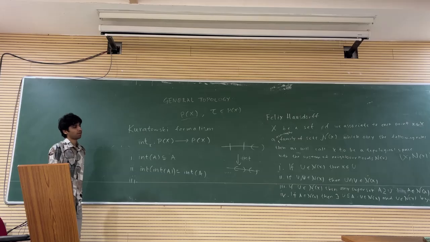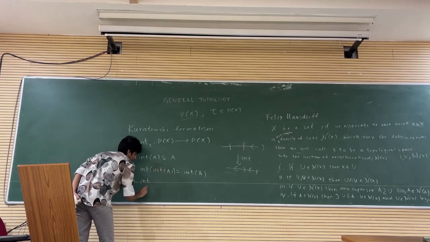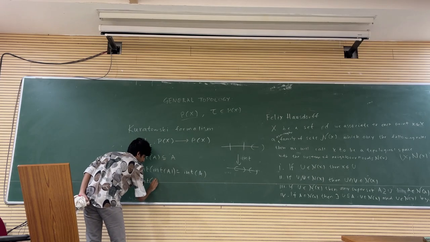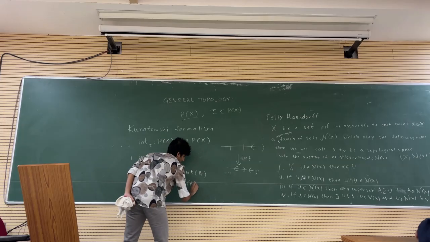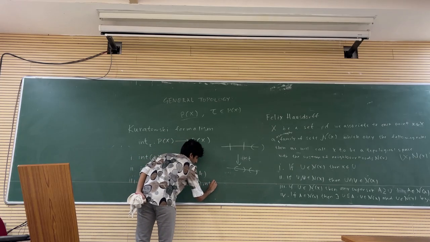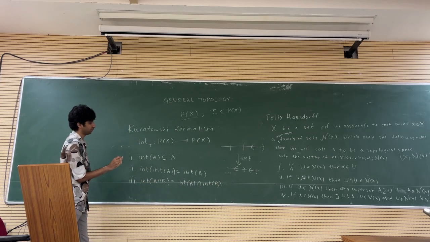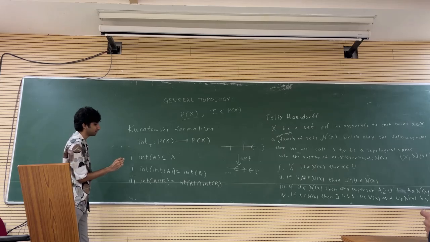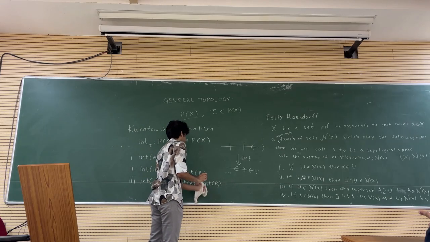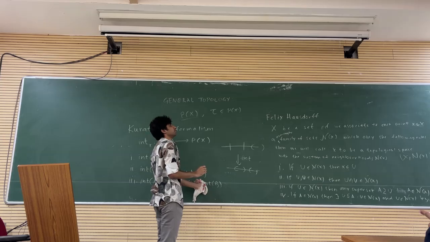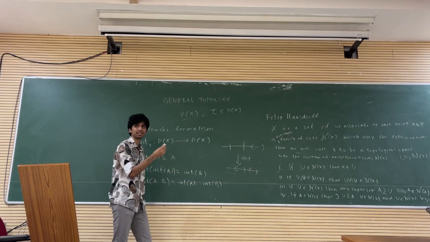Third is interior of, or I have made some mistake. It should be union or intersection. I don't remember. Union does not. Should be union. It should be. Union. I think it should be intersection. Union does not work.